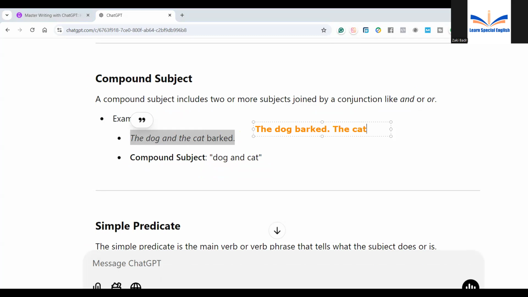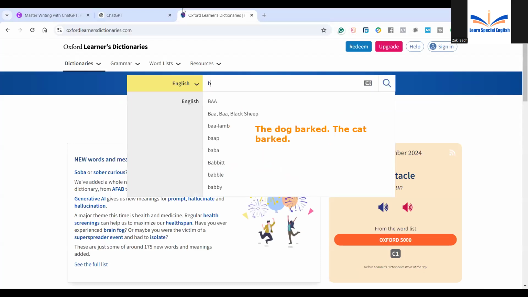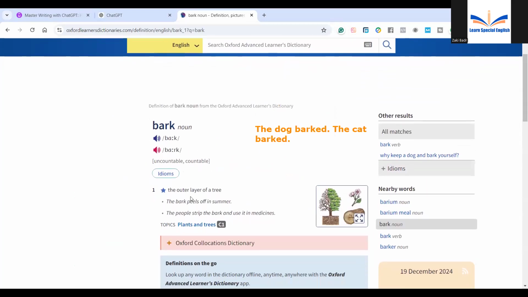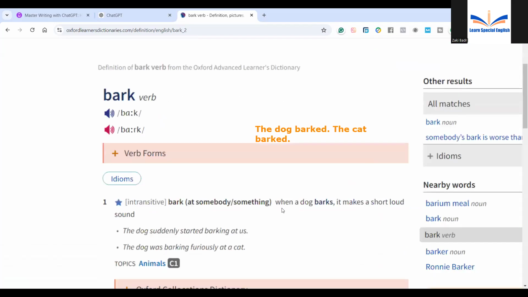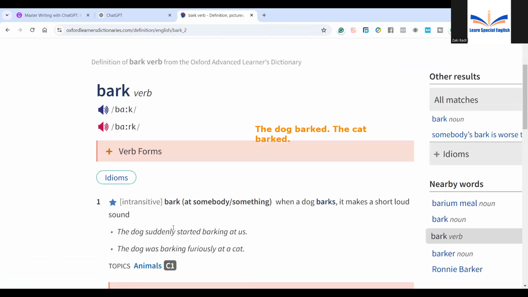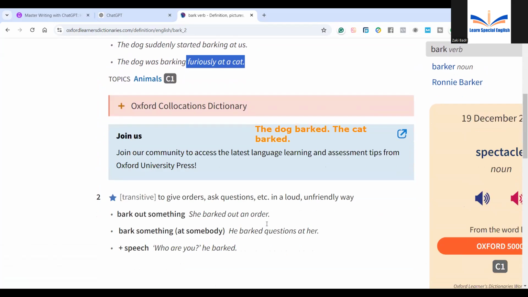The cat barked. I'm not sure if the cat can bark. Okay, so what does bark mean? To make the sound, as a verb. When a dog barks, it makes a short sound, maybe because there's a thief running into your neighborhood. The dog suddenly started barking at us. The dog was barking fiercely at the cat.